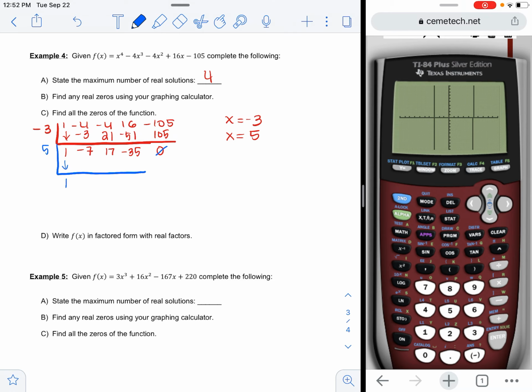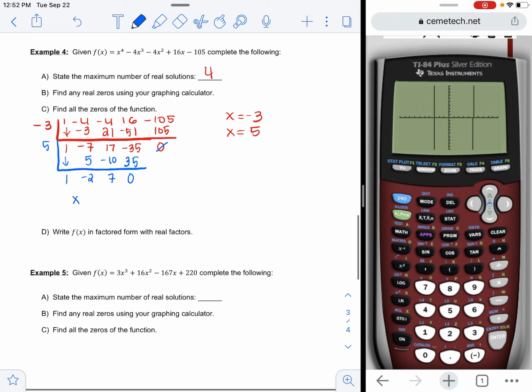Okay, now I'm going to do synthetic division with this 5 right here. So I'm going to drop my 1, multiply, that's 5. Add, that's -2. Multiply, that's -10. Add, that's 7. Multiply, that's 35. Add, that's 0. All right, so now I have x squared minus 2x plus 7.